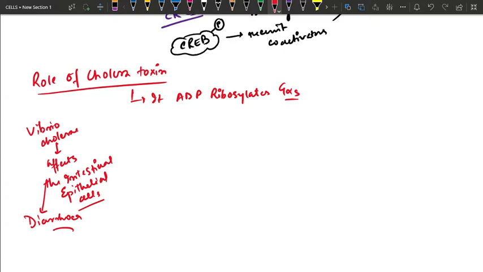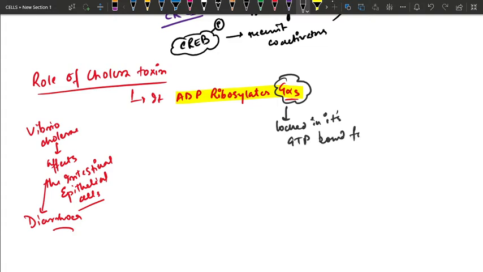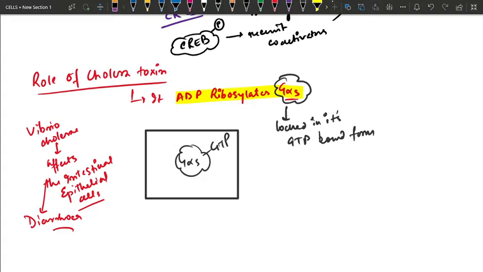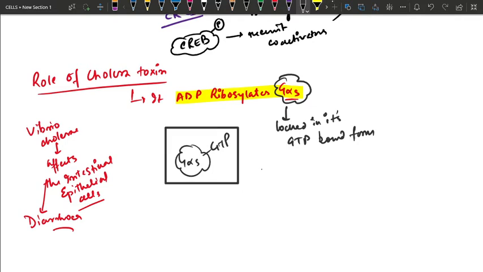Now, when it ADP ribosylates the G alpha S, which is present over here, the G alpha S is locked. It becomes locked in its GTP bound form. So this is now locked in this way.